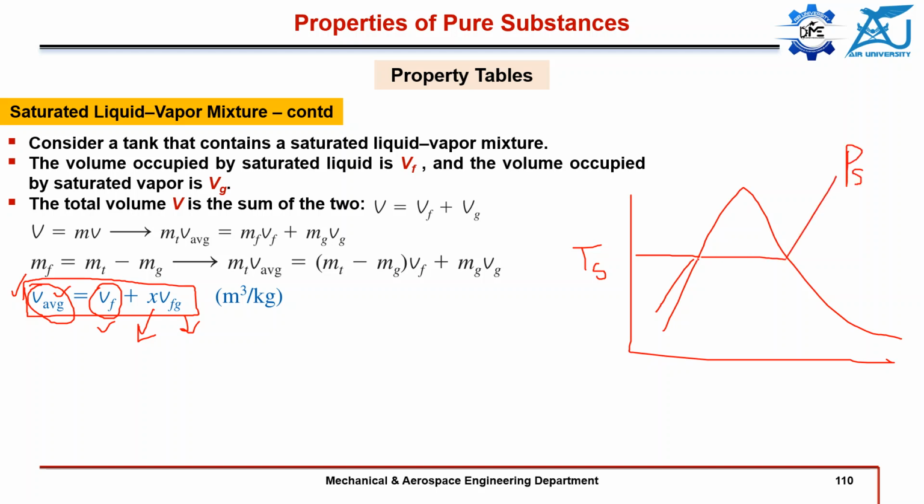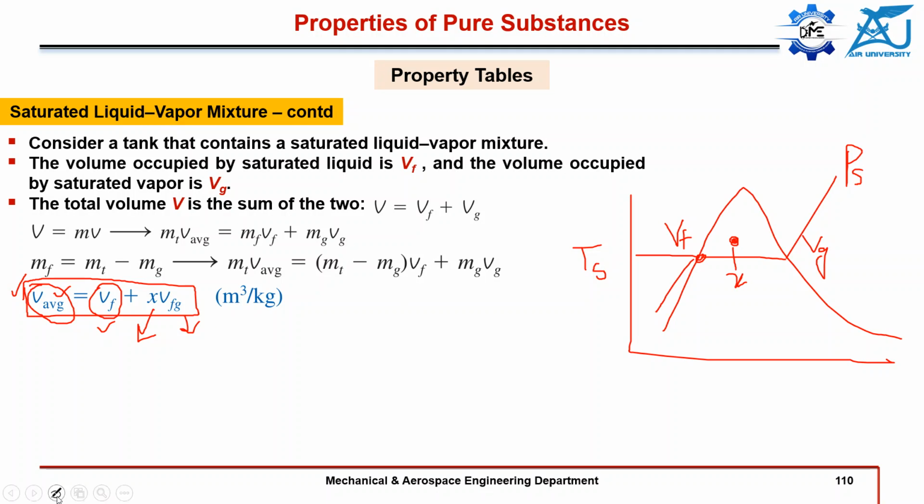So if you know the value of x, you will definitely know the vf and vg, right? If you know the quality of that saturated vapor-liquid mixture, you can find out the property of your system, or the mixture.